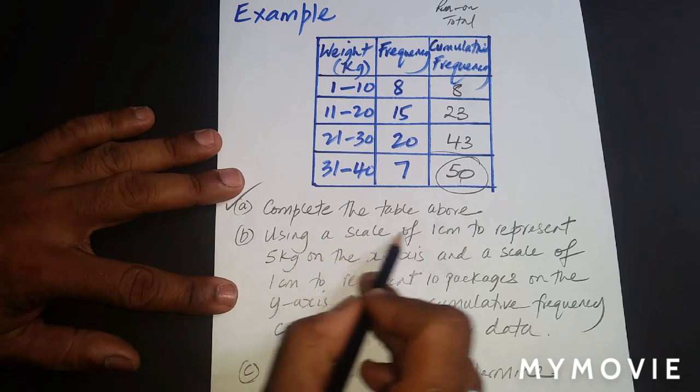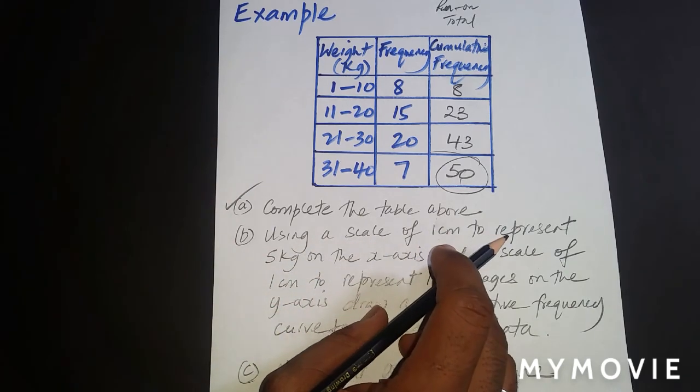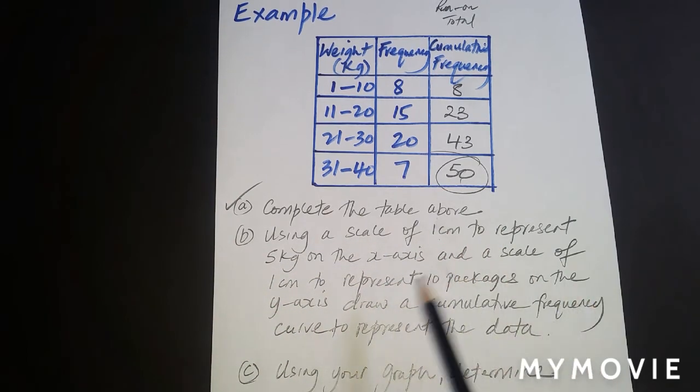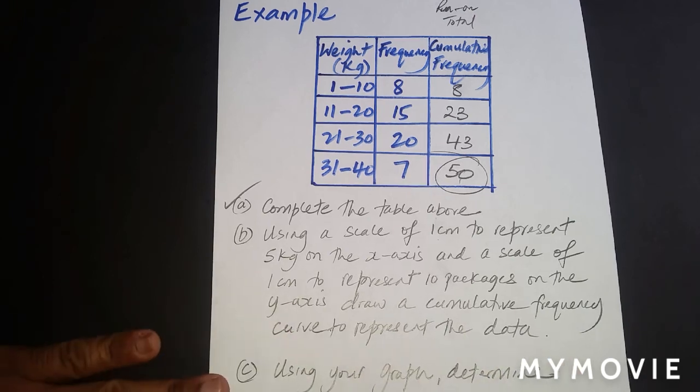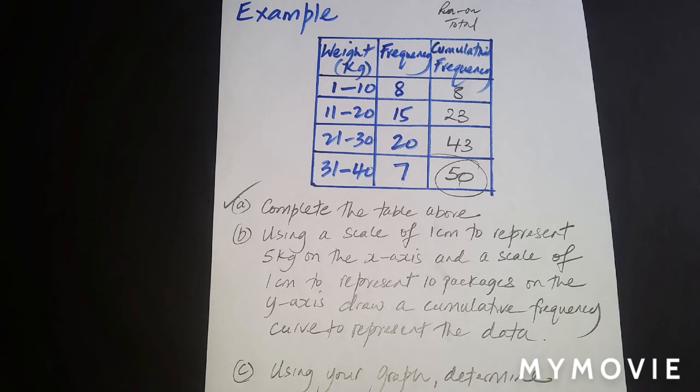Now this says using a scale of 1 centimeter to represent 5 kilograms on the x-axis and a scale of 1 centimeter to represent 10 packages on the y-axis, draw a cumulative frequency curve to represent the data. Now before I can go ahead and do that, what I have to do is establish the points that I'm going to plot against each other to get this curve, because you have to plot points to get this curve.